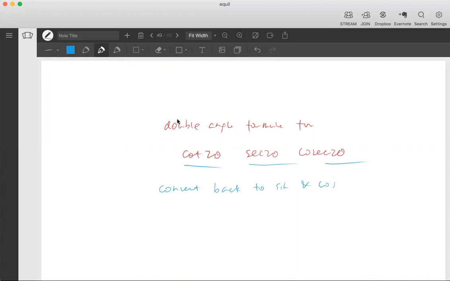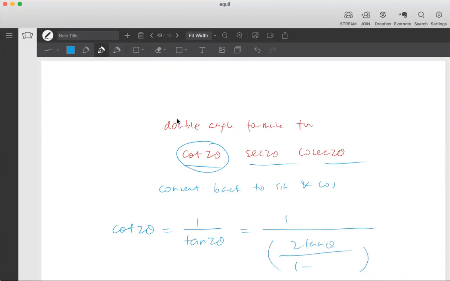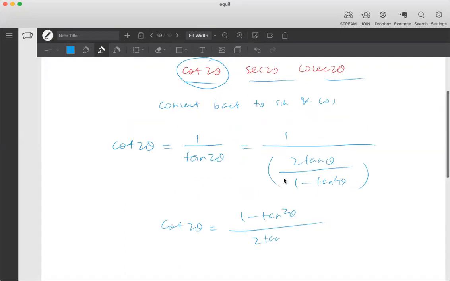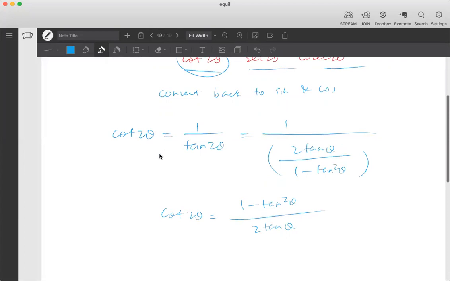Although I have no idea how to do cot 2 theta directly, I know cot 2 theta equals 1 on tangent 2 theta, right? So what's tangent 2 theta? It's 2 tangent theta over 1 minus tangent squared theta. So this cot 2 theta simply equals 1 minus tangent squared theta over 2 tangent theta. So you don't have to know the double angle formula for cot. You can just convert it into tan.